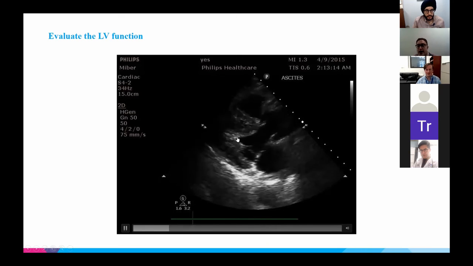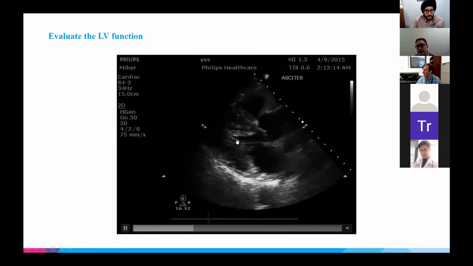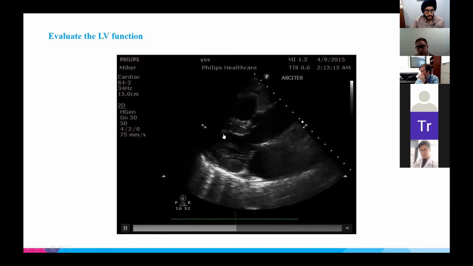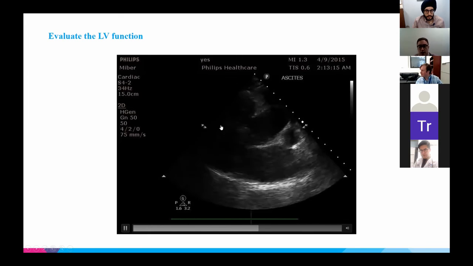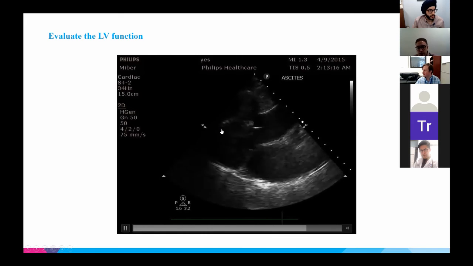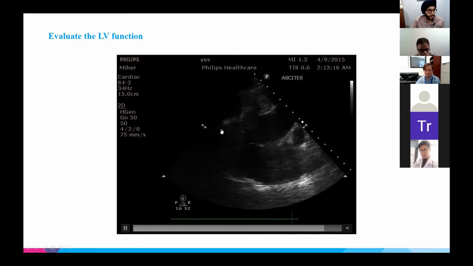And if you needed extra evidence, you could look at the cavity, right? As the walls are contracting, the cavity gets completely obliterated and disappears. I think part of it could be because the axis is a little bit off, but all these signs are pointing to a patient with a hyperdynamic LV function.